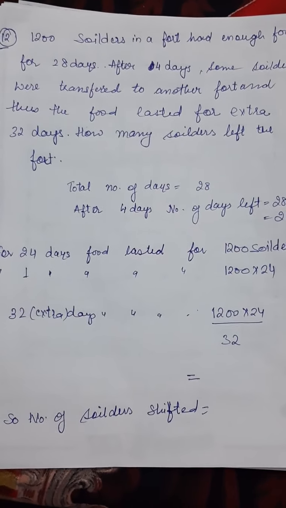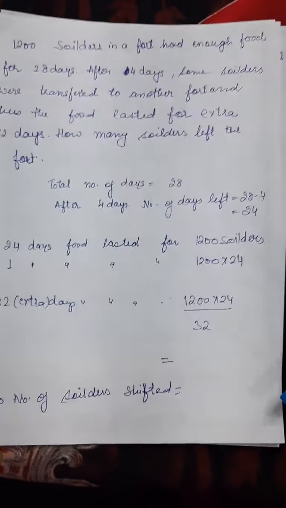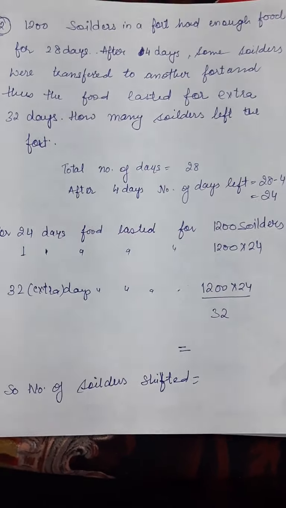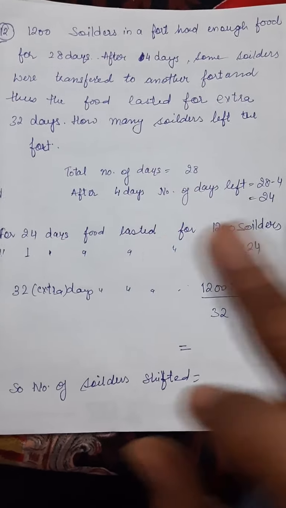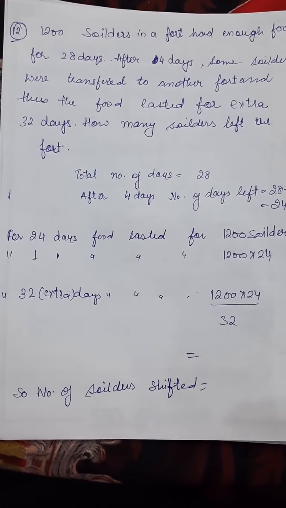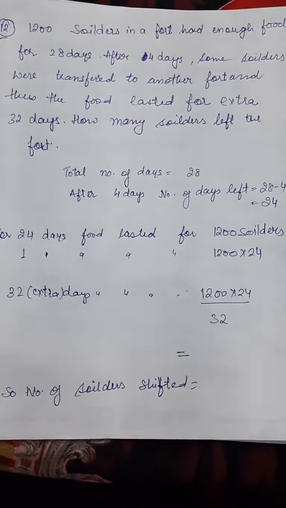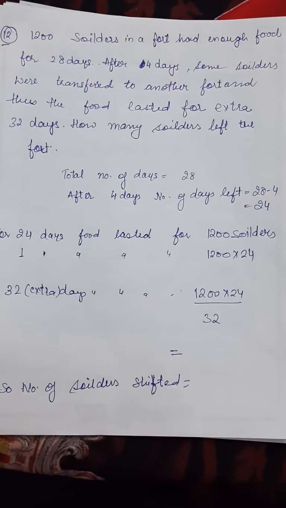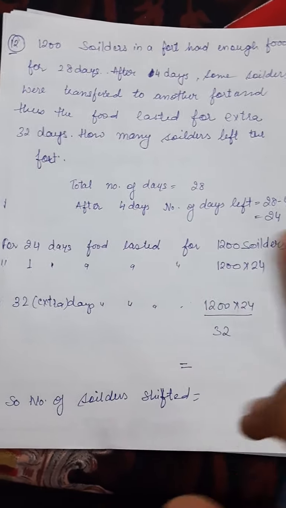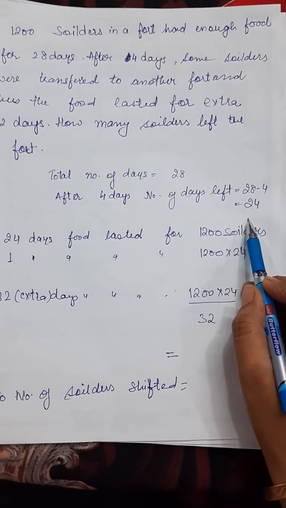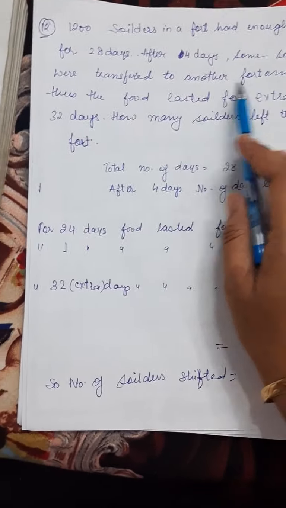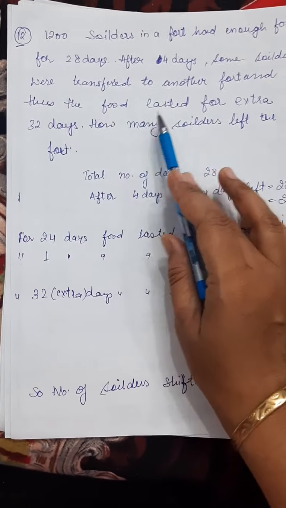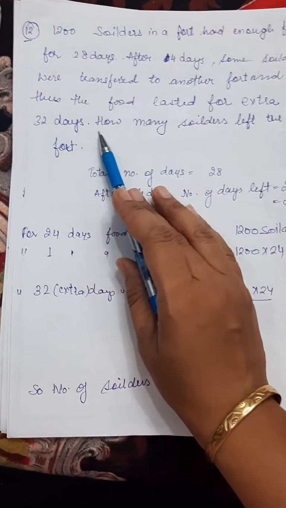Okay, dear children, let us proceed to the next question. 1200 soldiers in a fort had enough food for 28 days. After 4 days, it means 4 days are actually gone. Now we are not going to consider those 28 days, but instead after 4 days. It means from 28, these 4 days are left out. So 28 minus 4 will give you 24 days. We are going to consider that. Some of the soldiers are transferred to another fort, and thus the food lasted for extra 32 days.